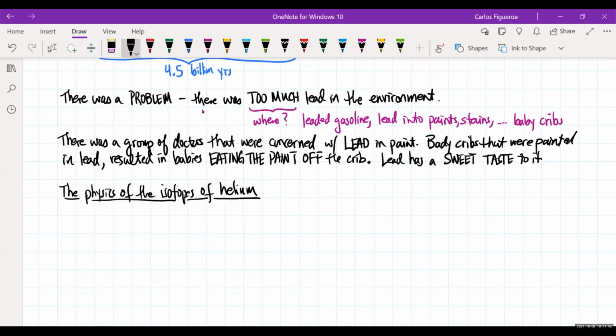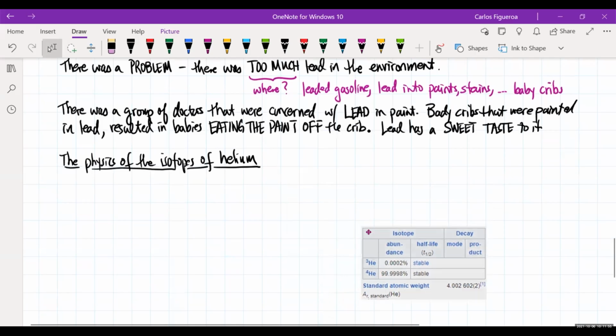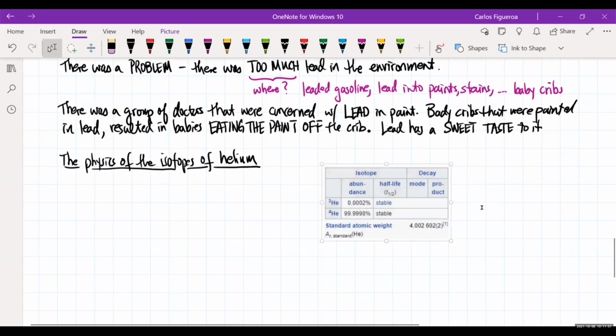I have a lot of favorites, but here we go. Let's go look at what we're looking at. So all I'm going to do this time is go. There's only 2 isotopes of helium. Here they are. There's only 2 isotopes. You can see that there's helium-4 and there's helium-3.